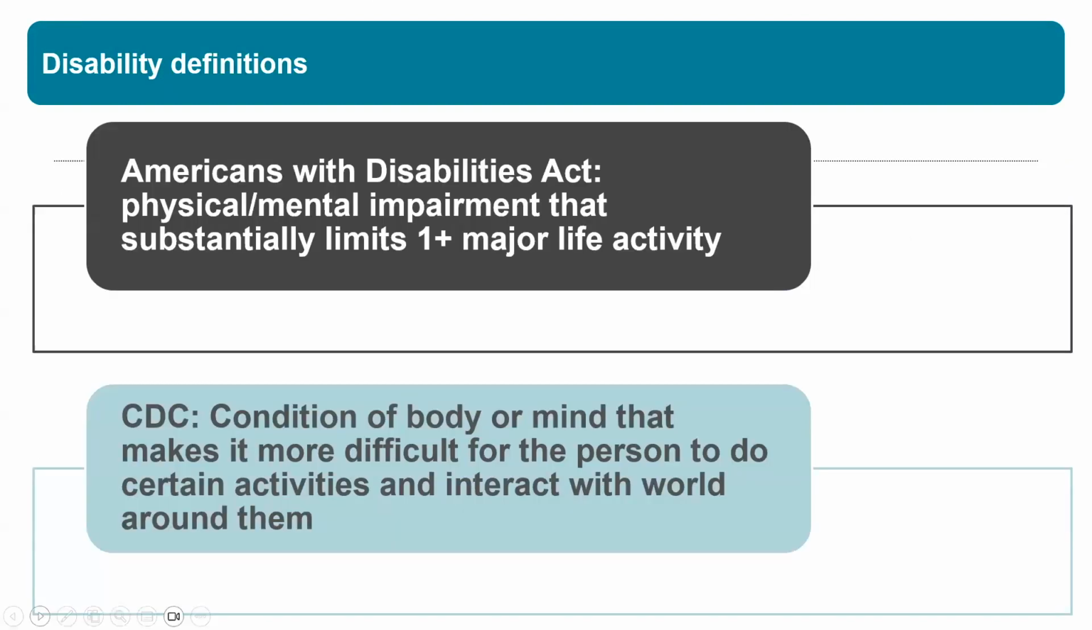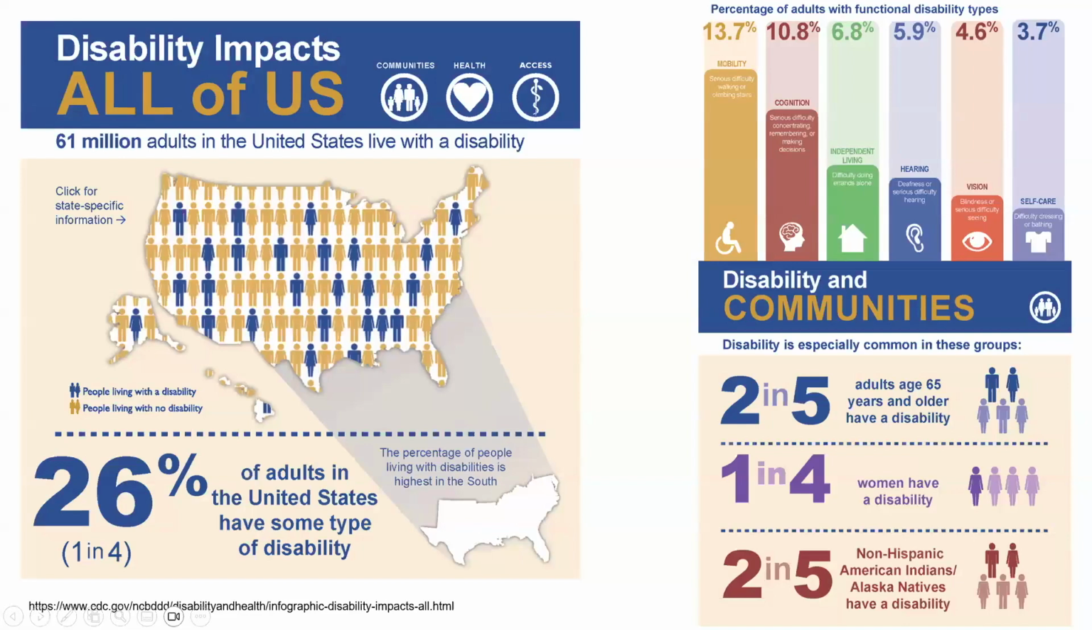So just some definitions. The Americans with Disabilities Act defines disability as a physical or mental impairment that substantially limits at least one major life activity. And the Center for Disease Control, the CDC, defines disability as a condition of body or mind that makes it more difficult for the person to do certain activities and interact with the world around them. Next slide, please. And really what's important is that disability impacts all of us. These are some graphics from the CDC showing how over a quarter of adults in the United States have some type of disability.